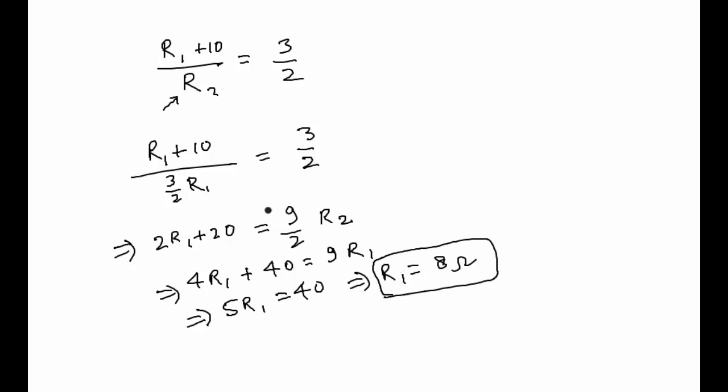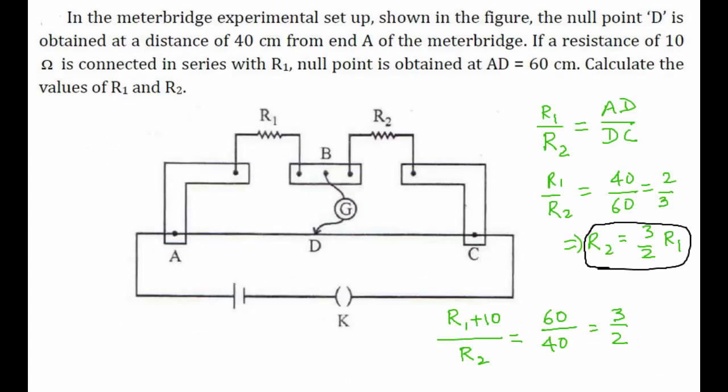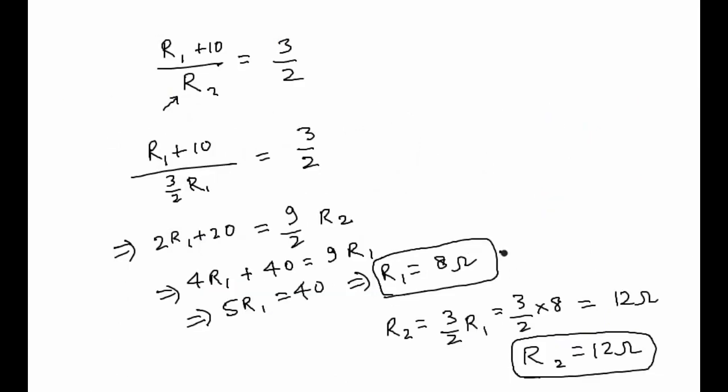And we know that R2 is equal to 3 by 2 R1. So R2 is equal to 3 by 2 R1, which is equal to 3 by 2 into 8, which is 12 ohm. So our R2 is equal to 12 ohm. So in our question we had to find the values of R1 and R2, and these are the required values of R1 and R2.